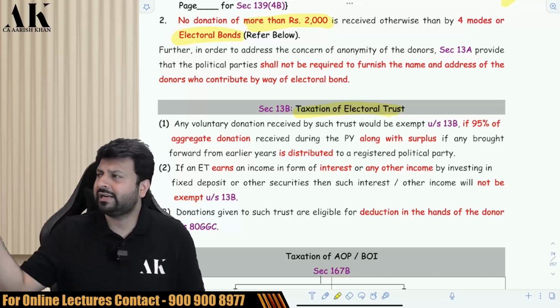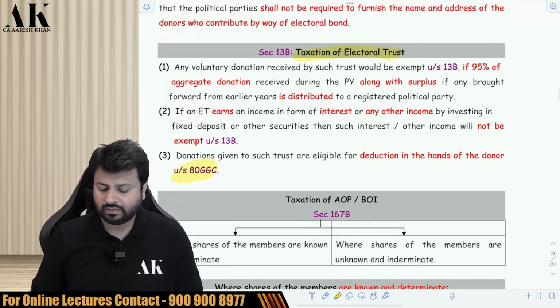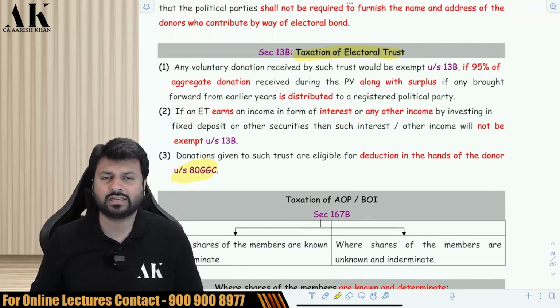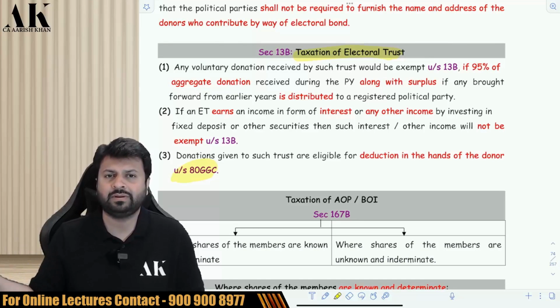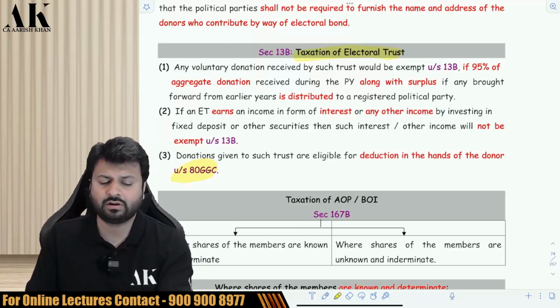What is the advantage to the donor? The donor will get deduction under 80GGB and 80GGC. Both sections are eligible for the donor. 80GGB is for Indian companies, 80GGC for other donors. That we will learn in the later topics in Chapter 6.